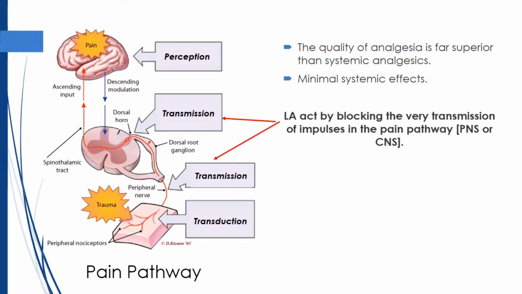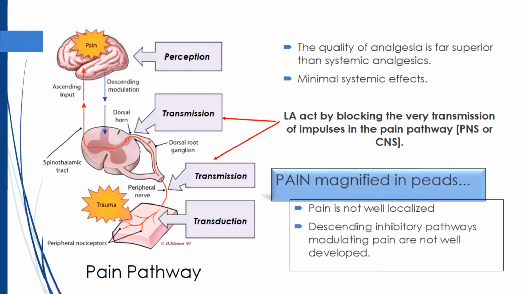The quality of analgesia provided by local anesthetics is far superior to systemic analgesics with minimal side effects, and this is particularly important in this group of patients who have a magnified perception of pain, as the pain is not well localized and the descending inhibitory pathways which modulate pain are not well developed.